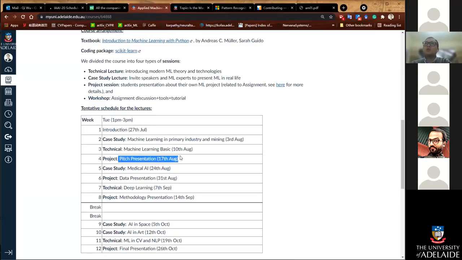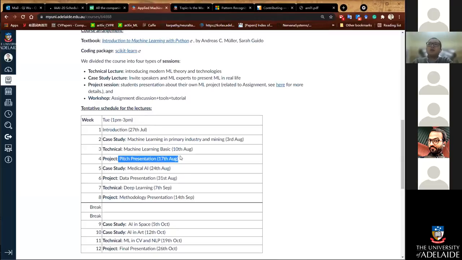Basically, in the project session, we have the pitch presentation. In this one, you need to have a general idea about your project. You say, this is my problem, and I want to solve it. You can brainstorm. I found that some people use this algorithm to solve that, some people use that algorithm to solve that, but no one has used machine learning to solve this problem.